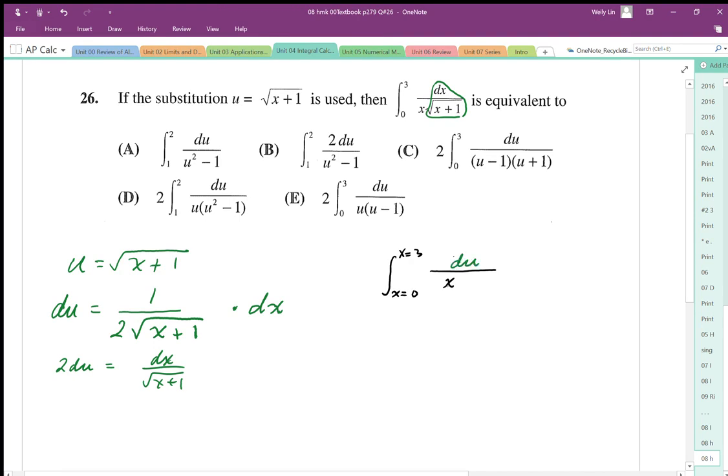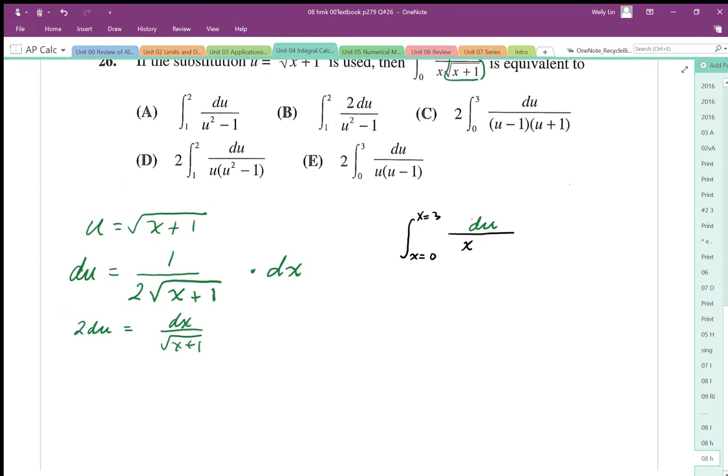Now, I cannot integrate this because I have x and du, but I have defined u in terms of x, so I can define x in terms of u. So I'm going to take that u expression, rearrange it, and I'm going to get u squared minus 1 is equal to x. And then I'm going to replace that.